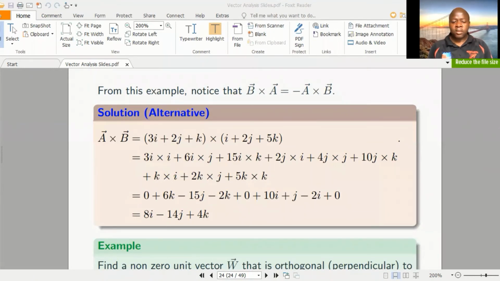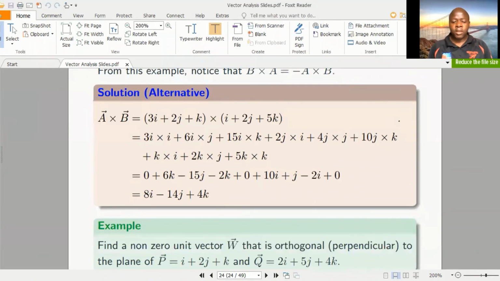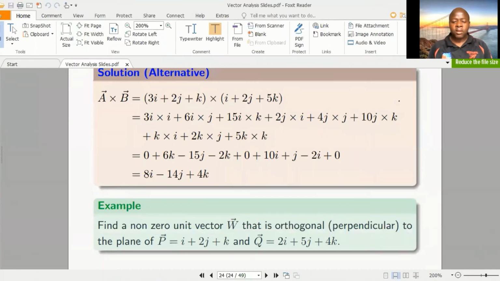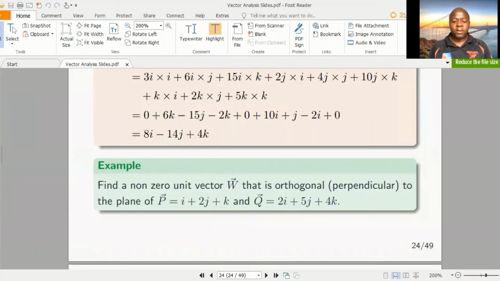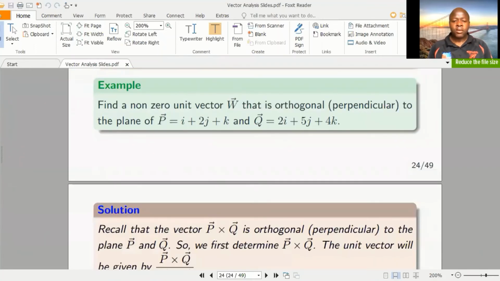Let's go to another example. We want to do as many examples as possible so that it becomes clear to us. Now look at this question. The question says find a non-zero unit vector W that is orthogonal or perpendicular to the plane of vector P and vector Q.